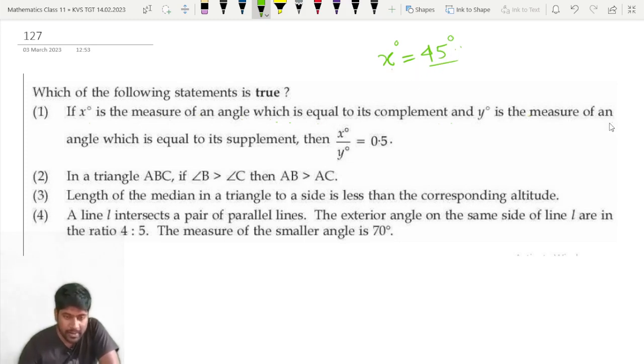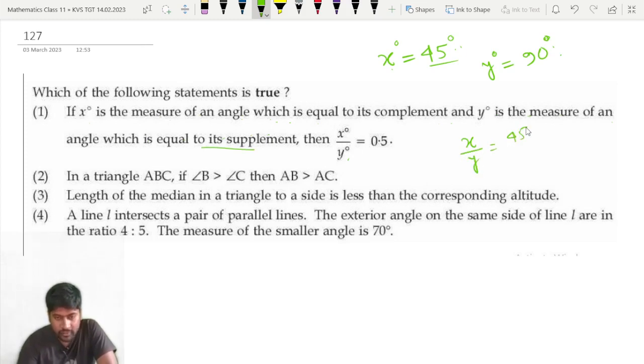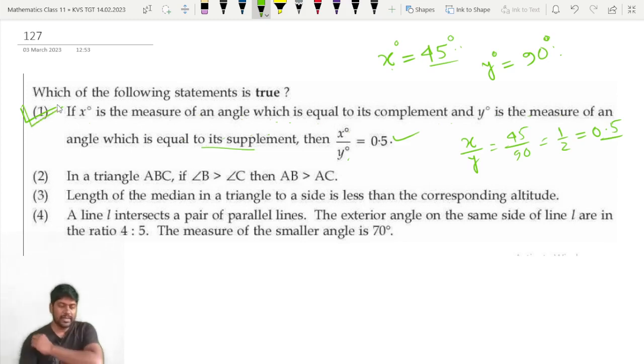And y degree is the measure of an angle which is equal to its supplement. So y degree will be equal to 90 degree, because its supplement is also equal to 90 degree. Then x degree by y degree: if you divide x by y, you will get 45 by 90, so 1 by 2, so you will get 0.5. So this is the correct option. This statement is true. So the remaining statements will be false immediately. If you want, you can check also. The remaining statements will be false.